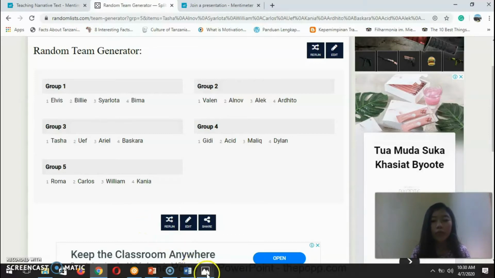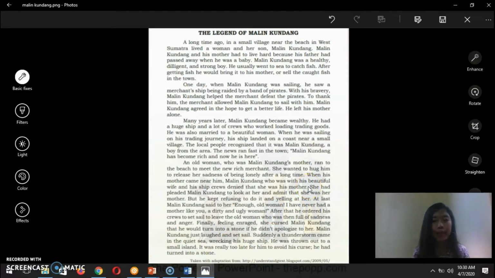Now I want you to take a look at this text, The Legend of Malin Kundang, which I already distributed to you. This text is also an example of narrative text. Please identify the language features and also the text structure in the text. The language features mean the sentence structure, like when the story happens, which you can identify from the time, and also what type of verb they use in the story. Please identify the language features and also the text structure.